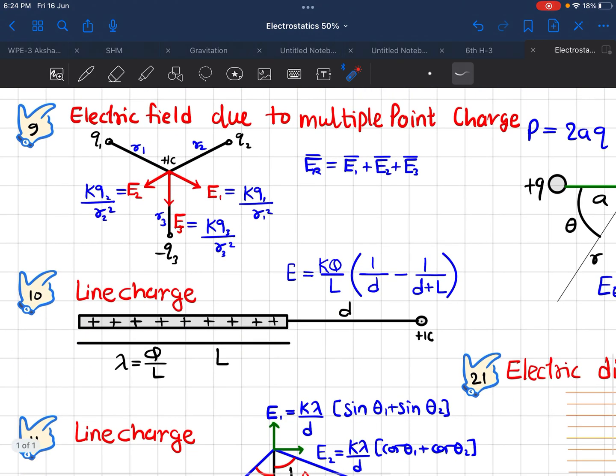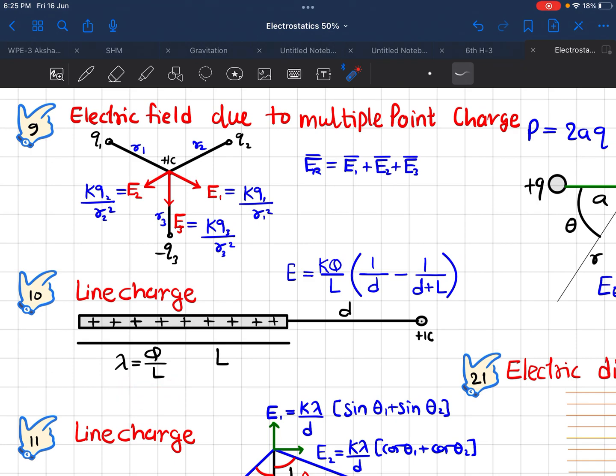Now line charge. What is the electric field intensity of a line charge with charge capital Q and length L? There is another point called linear charge density. If we divide total charge by total length, we will have linear charge density lambda. Its unit is coulomb per meter.